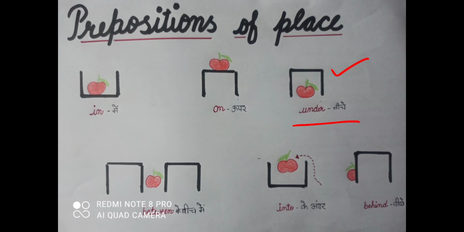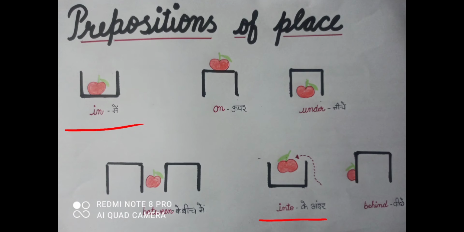In the next picture, you can see that the apple is between two boxes. In the next picture, where is the apple? It is going into the box. You can see the difference between in and into. Please check it out again. In this position, the apple is in the box, but here the apple is going into the box.